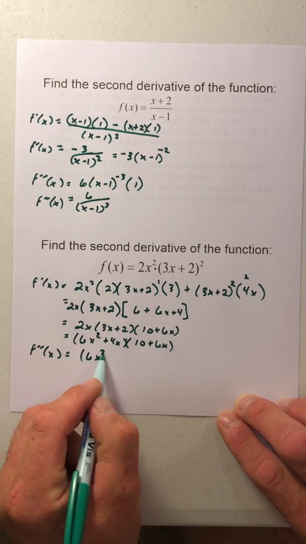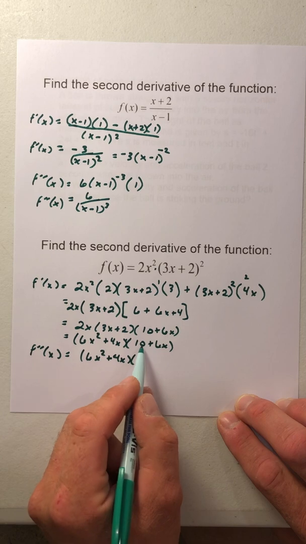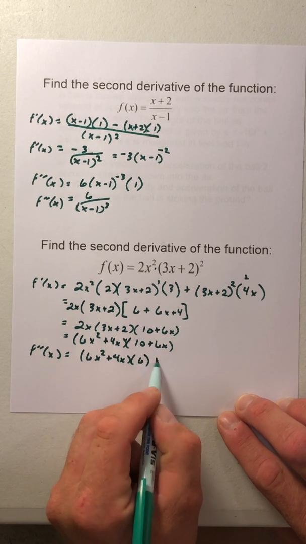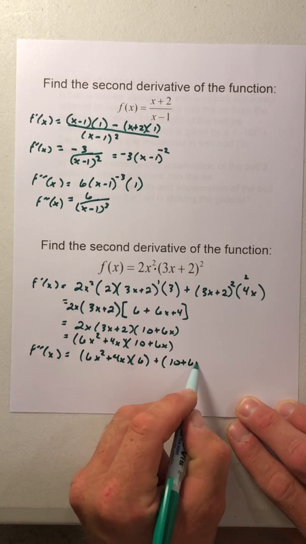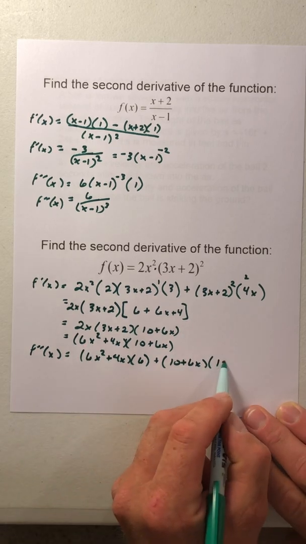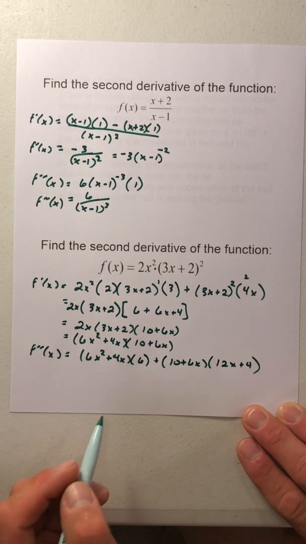Product rule tells me again 6x squared plus 4x, derivative of 10 plus 6x, which is 6. To that, I'm going to add my second, and then derivative of the first, which is 12x plus 4.